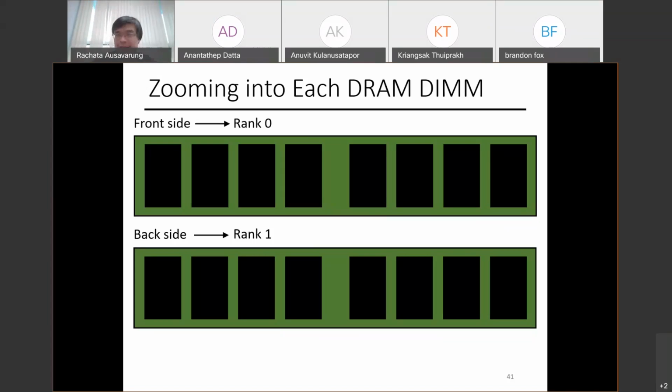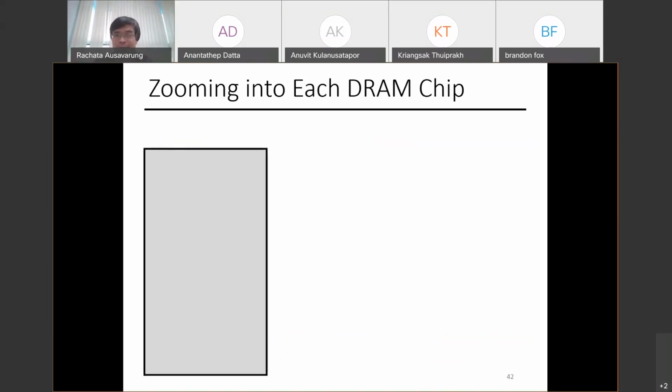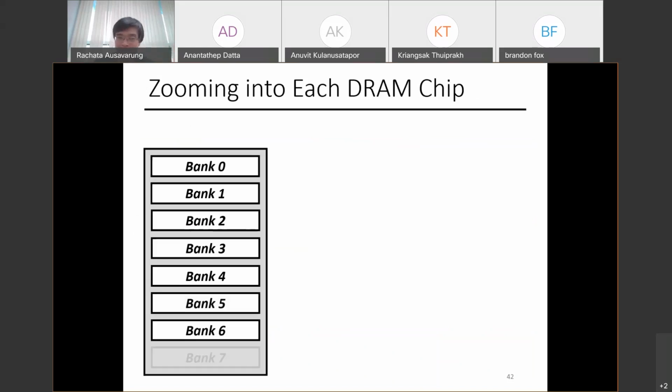The front side is rank 0. The back side is rank 1. There are different ranks. And then each one of these is a DRAM chip. They work independently to some extent. The front side would work together to send the data from the front side's DRAM. The back side will also work together to send the data through the back side of DRAM. They all go to the pins that connect the DRAM to your motherboard. If you zoom into the chip, one thing that you see is that it is broken down into multiple banks.